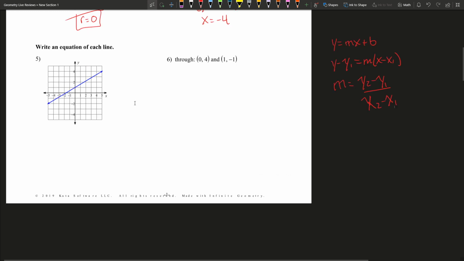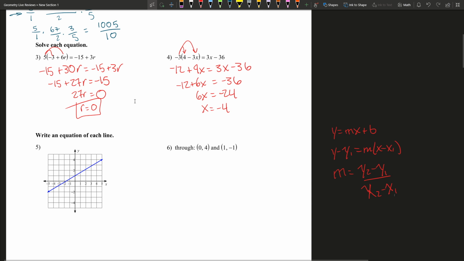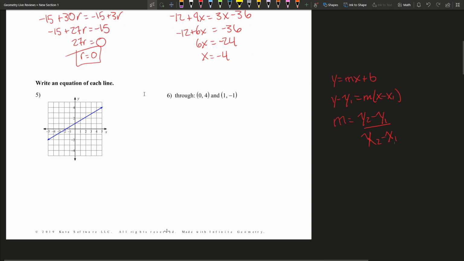Your test looks exactly like this. I literally hit regenerate and then made sure everything works. So using those 2 formulas, we can get equations of both number 5 and number 6.